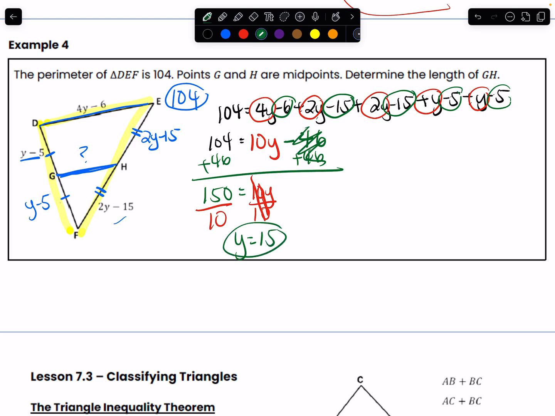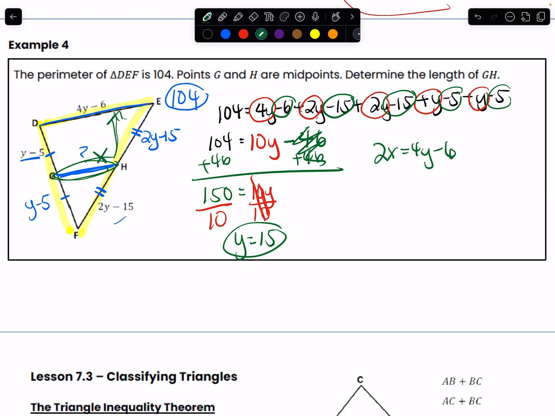I'm trying to figure out this value right here, GH, which is going to be half of DE. Let me just call this missing variable x. Now I know that 2x will equal 4y minus 6, because this length right here is half of the length of my larger figure, which also means that 2 of this will make one large one right here. So 2x equals 4y minus 6.